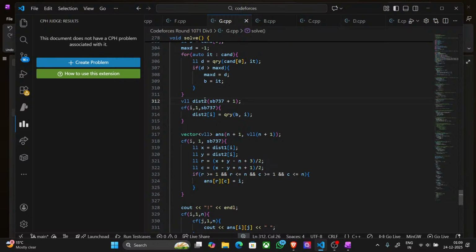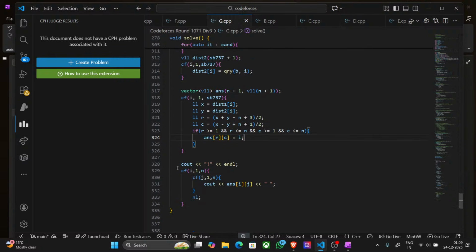So after doing this, I just have to find R and C. So this was D1 and D2, X and Y. This was the same formula for R and C which I have just discussed: you take the summation of both the distances, minus n plus 3, divided by 2, and X minus Y plus n plus 1 divided by 2 for C. If it is a valid R and a valid C, then you just update the answer and output it. Output the answer with an exclamation mark. I iterated over the whole answer array and output. Okay. So this was the whole problem.